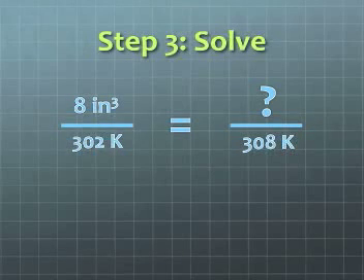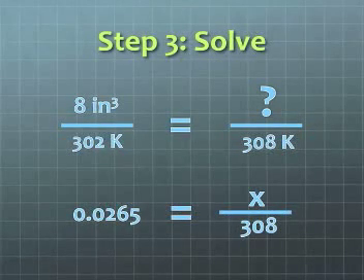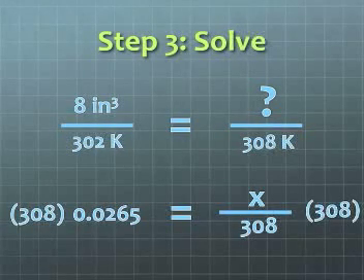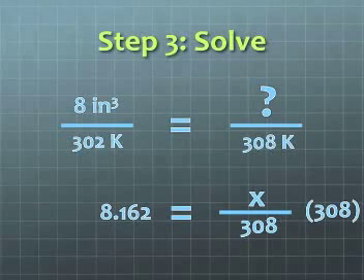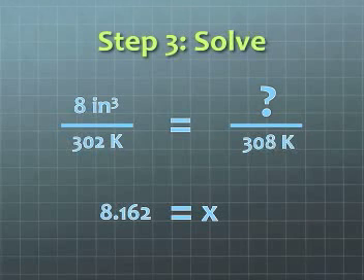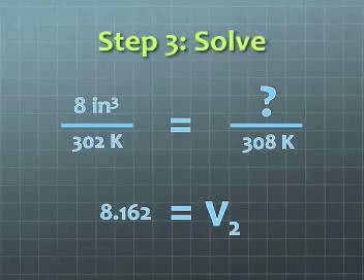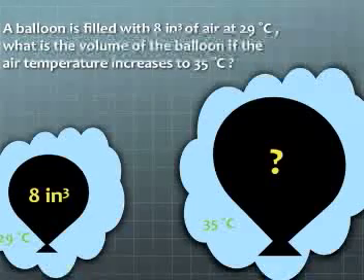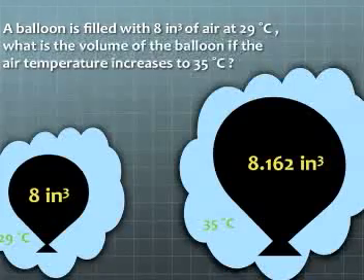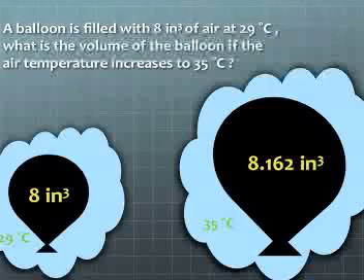So we have 8 inches cubed divided by 302 equals 0.0265 equals x over 308. X is our unknown. Now we just have to multiply both sides by 308. We get 8.162 equals x, because the 308 on the right side of the equation canceled out. So now we know our unknown, our volume 2, is 8.162 cubic inches. So our balloon has expanded by 0.162 cubic inches.